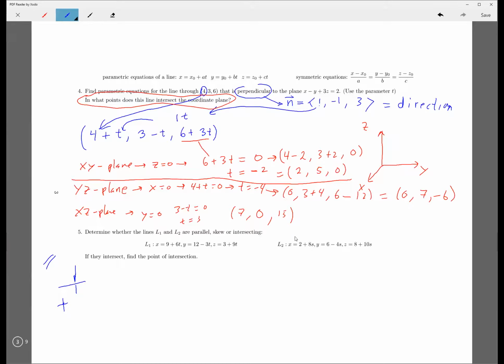Okay, so to the first question, are they parallel? To be parallel, what do you think needs to happen? Well, the direction vectors should be multiples of each other.